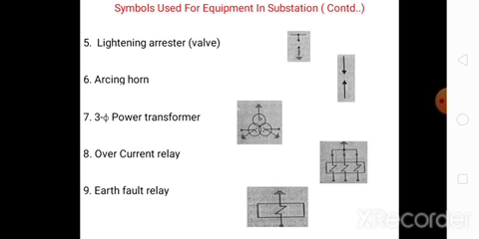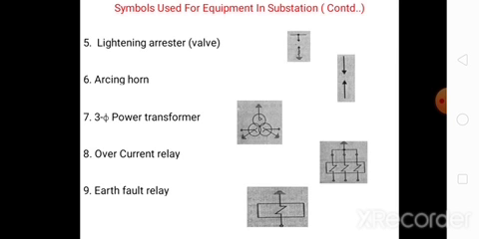These are the symbols we are using in substations, and mainly these symbols are used for drawing purposes only, and at the time of nameplate details, we are using these types of symbols.